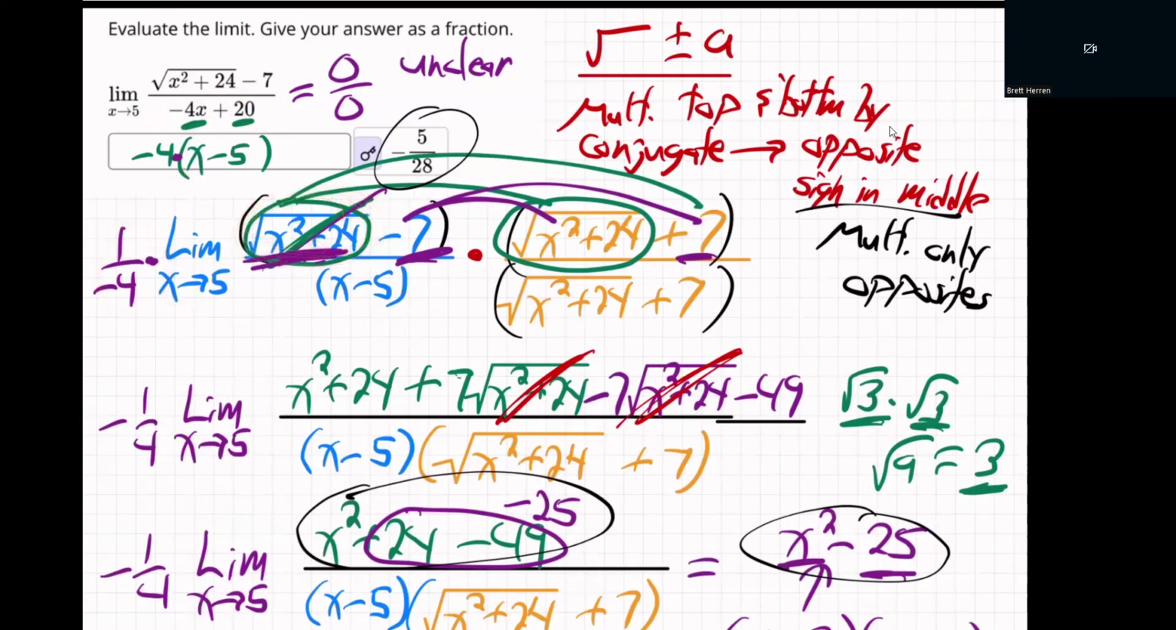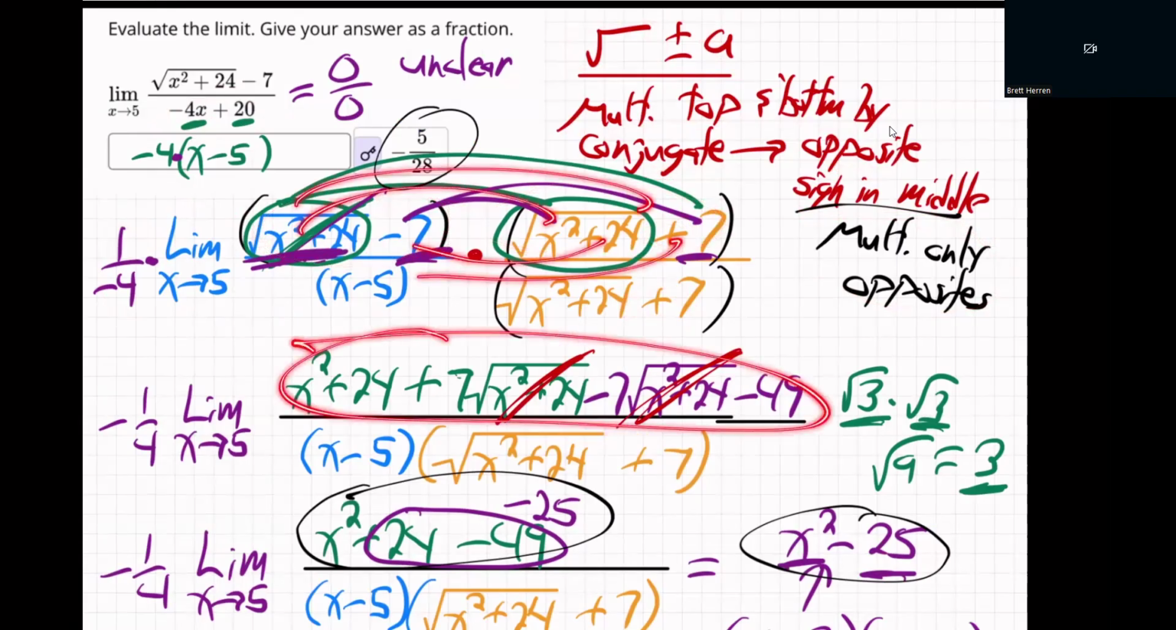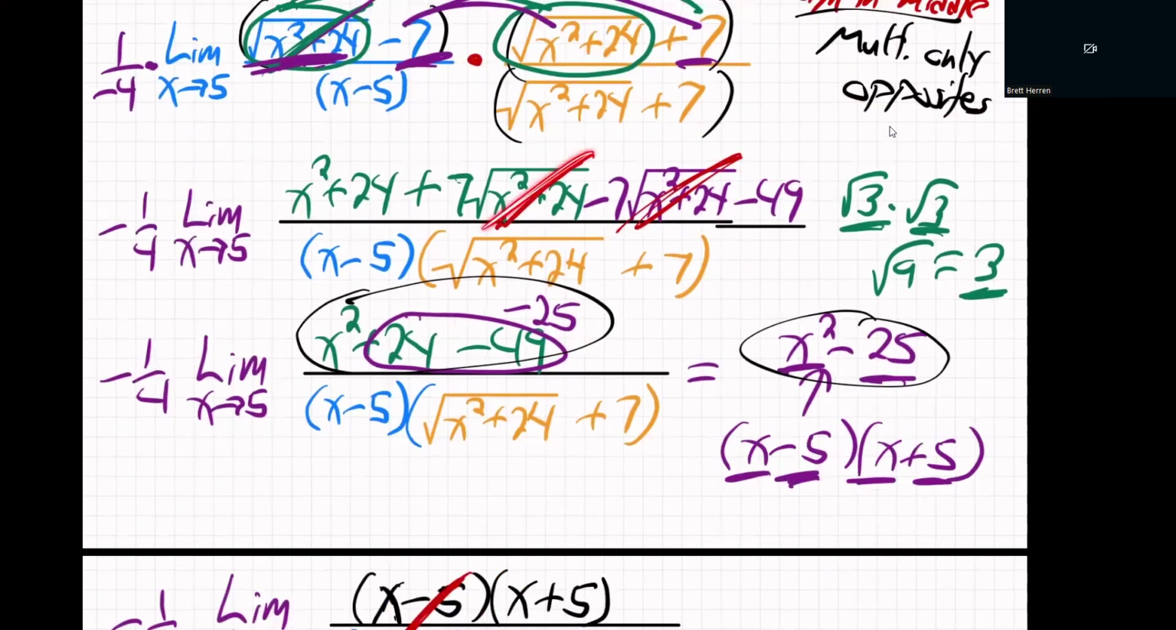Whenever you got a root added or subtracted to something, you multiply top and bottom by the conjugate, which means opposite sign in the middle. So I took this whole thing and I put the opposite sign in the middle, same thing, top and bottom. And you only multiply the opposites. So multiply the top because this is where we have opposites. So I did boom and boom and boom and boom. Got these 4 terms. These canceled because that's why I used opposites, 1 plus 1 minus.